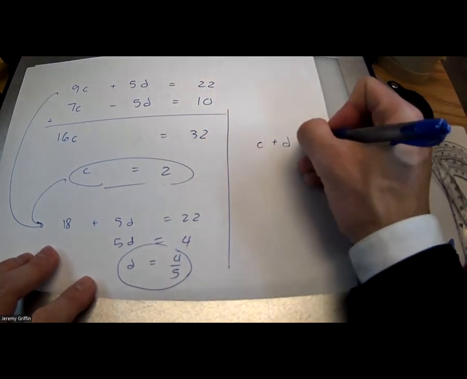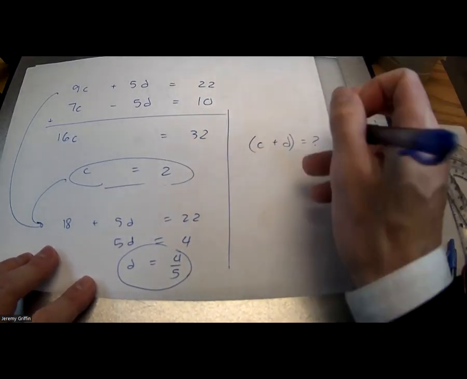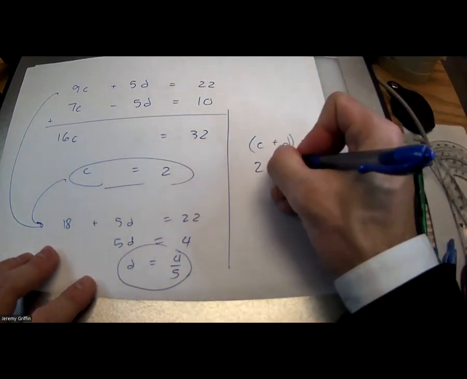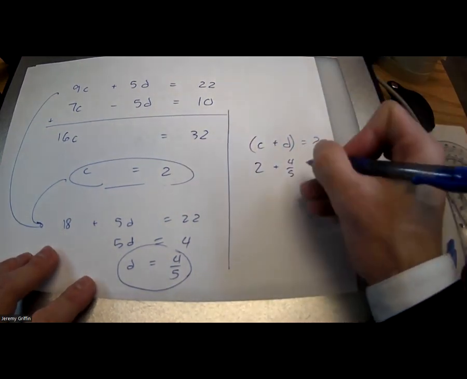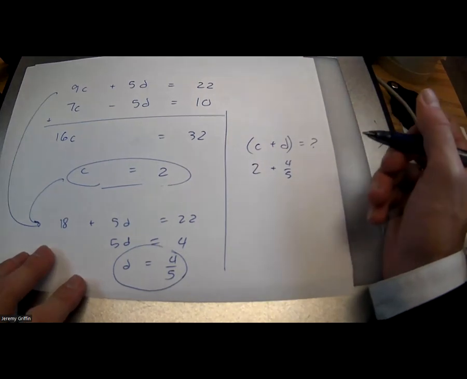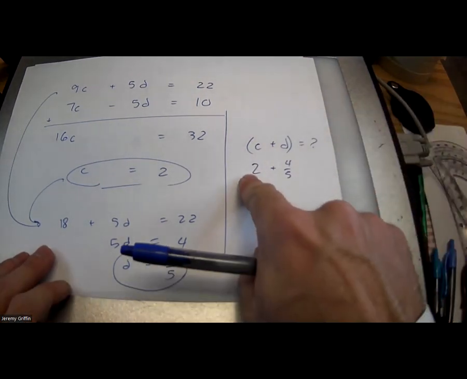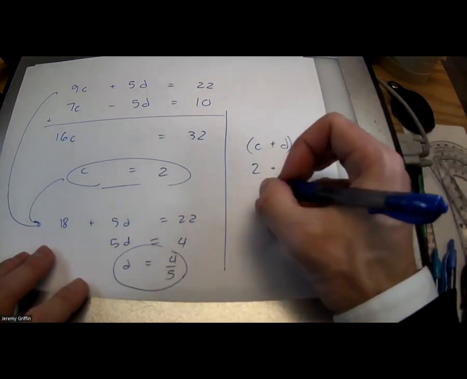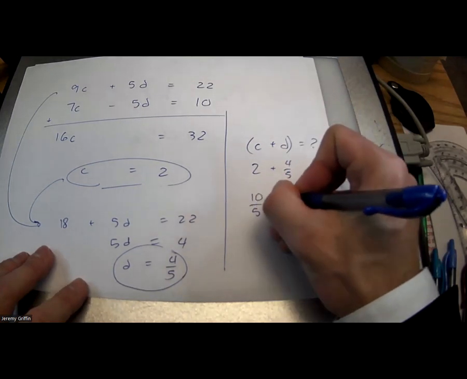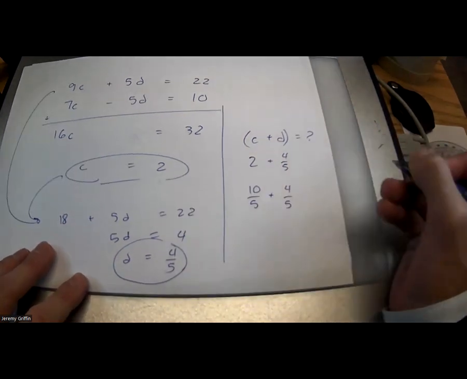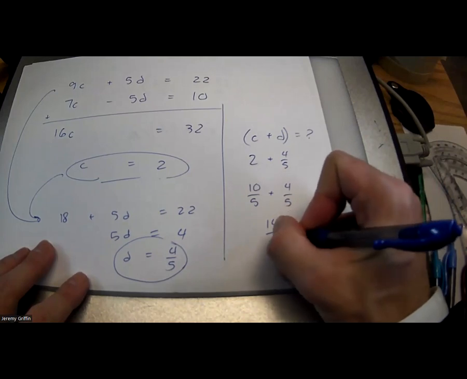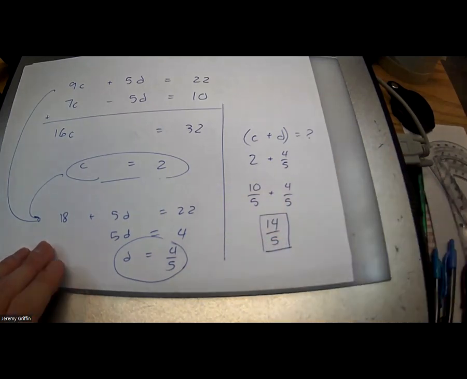What is C plus D? Okay. So that's 2 plus 4/5. Right? And all the answers were as fractions, so maybe an improper fraction. So I have to get a common denominator. Is 2 the same thing as 10/5? So 10/5 plus 4/5, isn't that 14/5? That should have been the answer. Was that the answer? 14/5? Yes, sir.